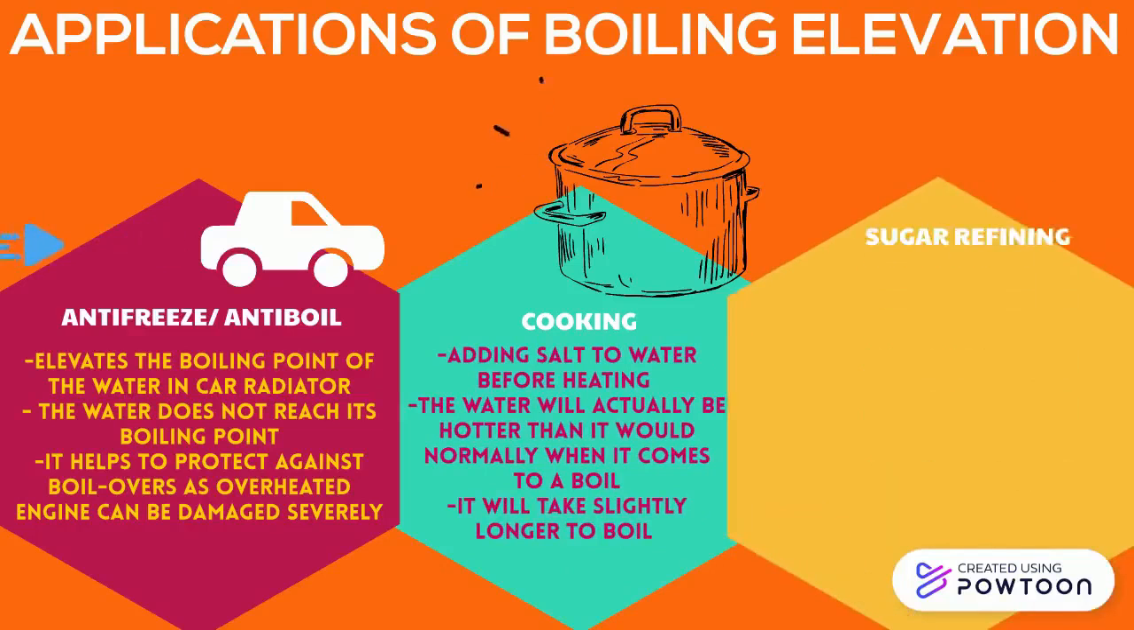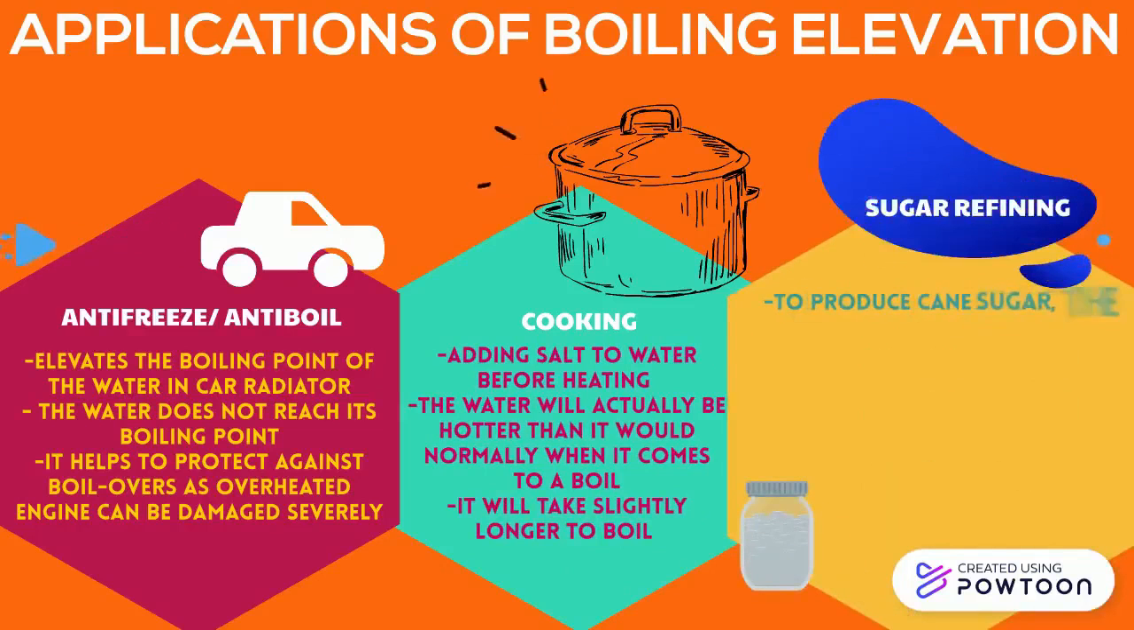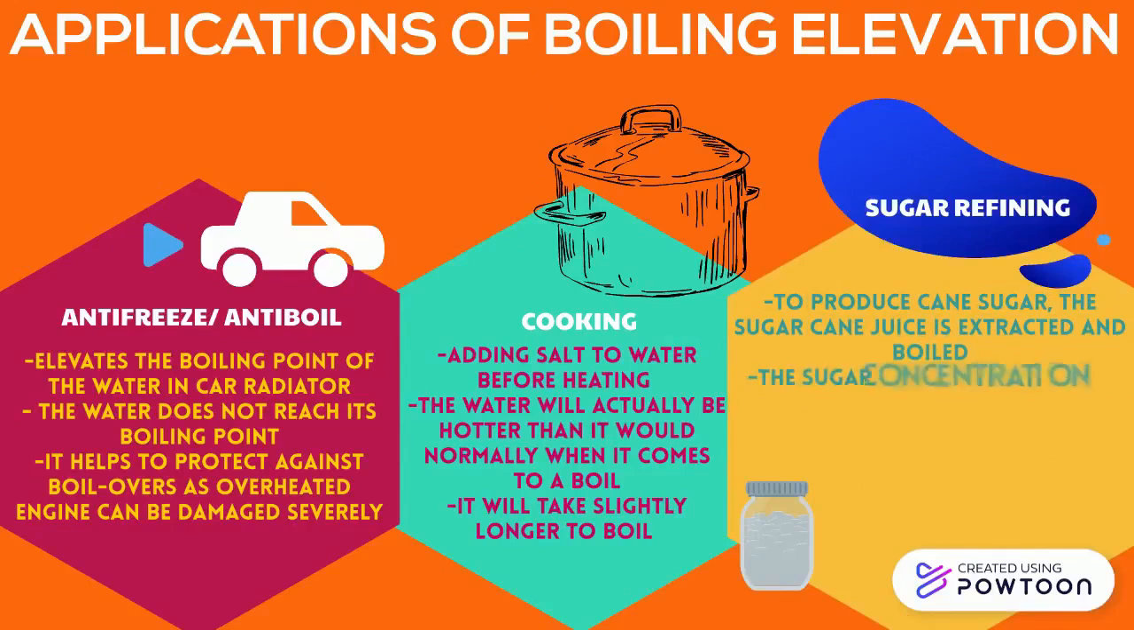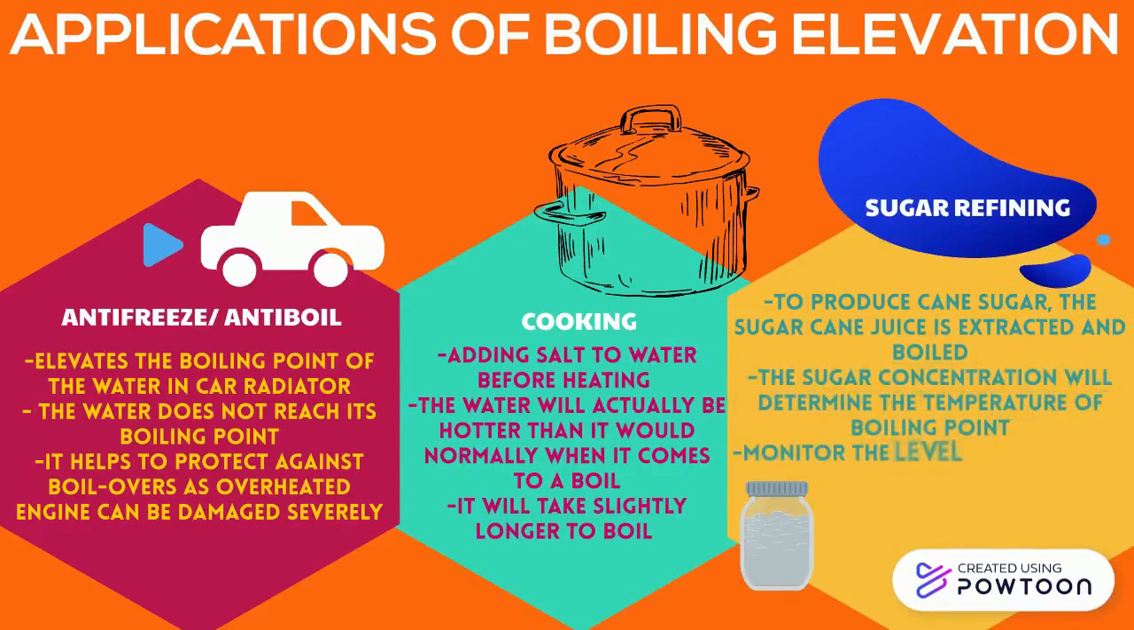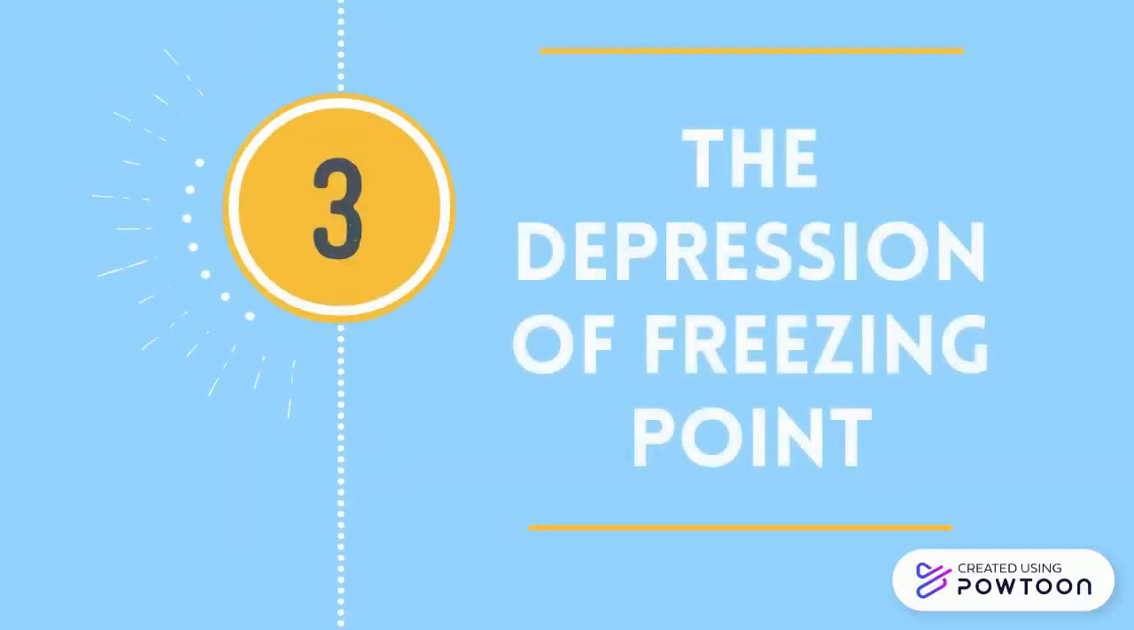Sugar refining. To produce cane sugar, the sugarcane juice is extracted and boiled. The sugar concentration will determine the temperature of the boiling point. Thus, boiling point elevation can be used to monitor the level of saturation of the solution, which is crucial for crystallization. Now, let's have a look at the depression of freezing point.